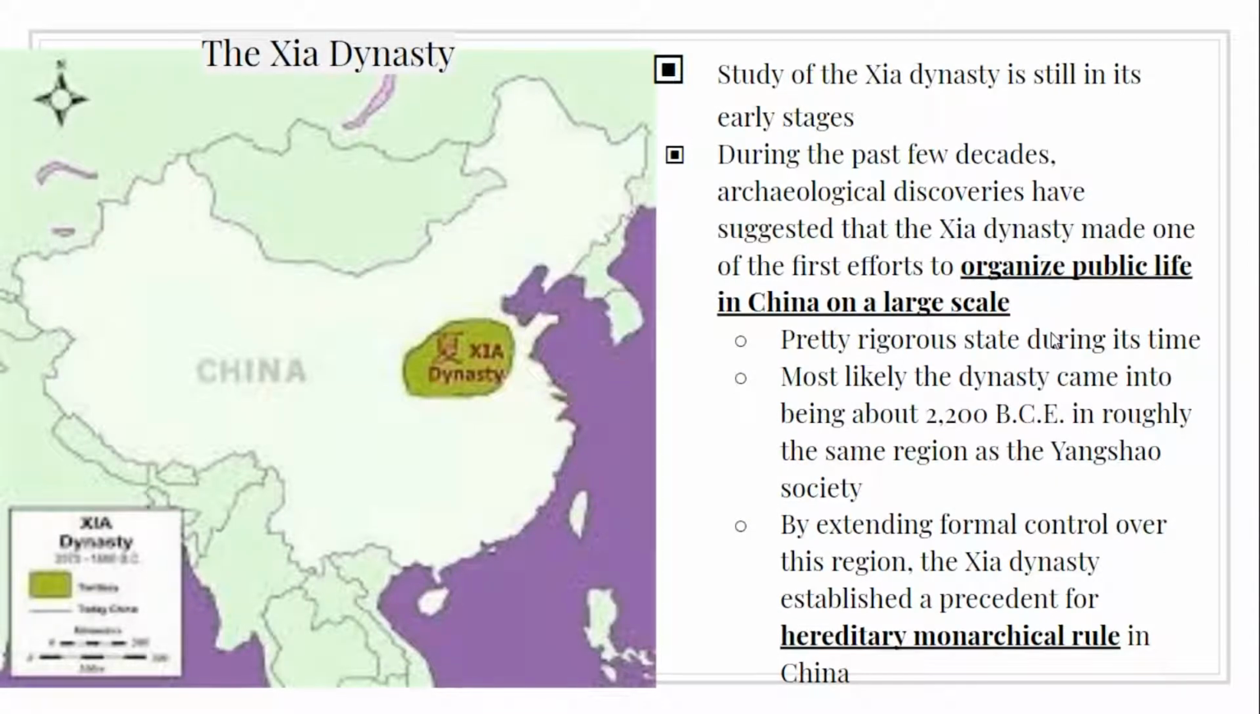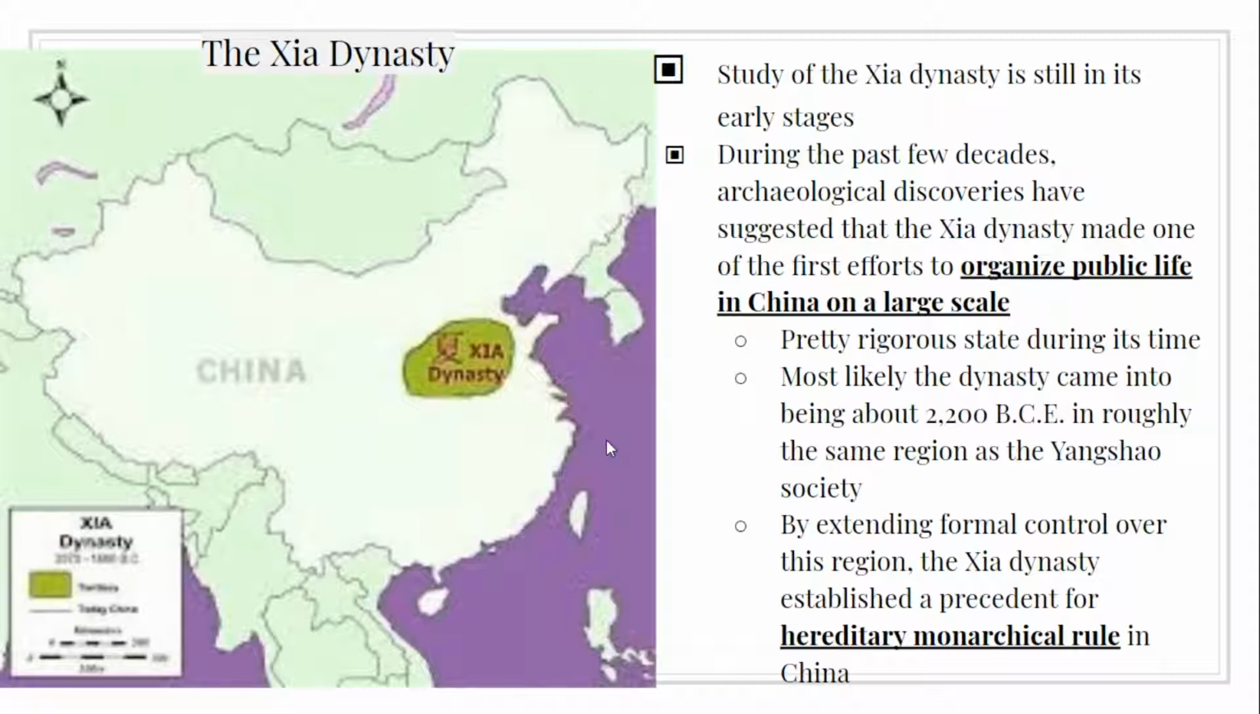So we're going to focus the rest of this video on the Xia dynasty. The study of this dynasty is still in its early stages. We still don't know a lot about this dynasty, but we do know it existed. It was pretty small as well, mostly all surrounding the Yellow River. During the past few decades, there were discoveries that suggested that the Xia dynasty made up one of the first efforts to organize public life in China on a large scale, which is pretty incredible.